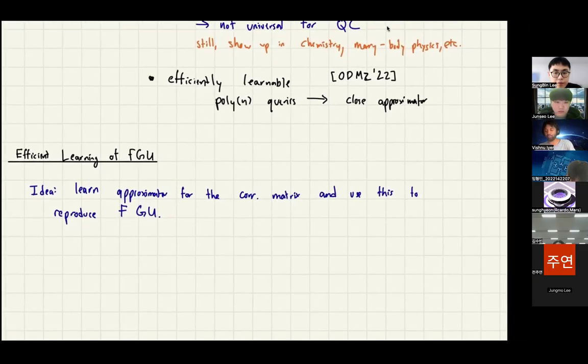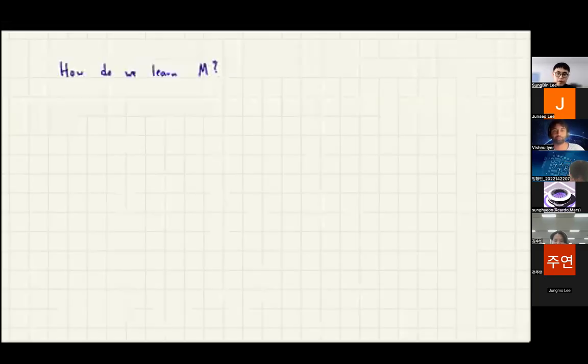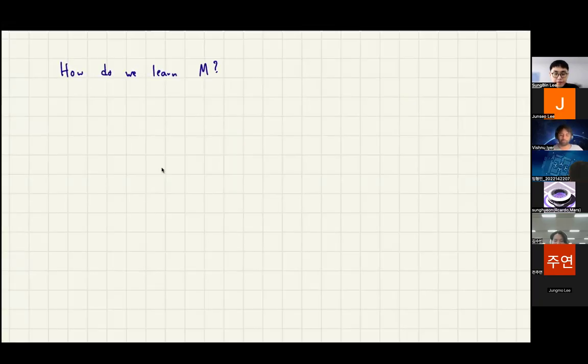And so how do we learn M? This is a good question. How do we actually learn this matrix M? There's a number of things you can do that I don't have time to get into in a 1 hour lecture. I recommend reading the paper, but overall, I just want to give you a sense of the techniques. So we're going to abstract this away.